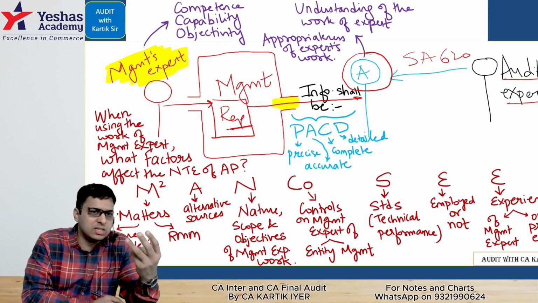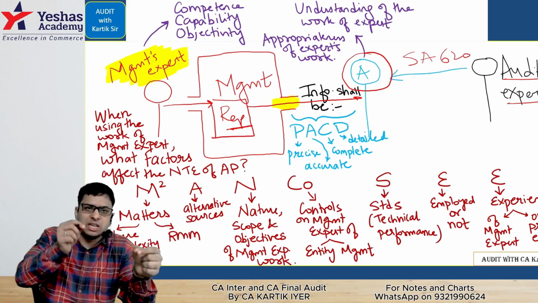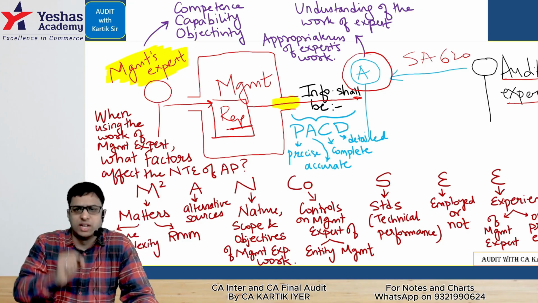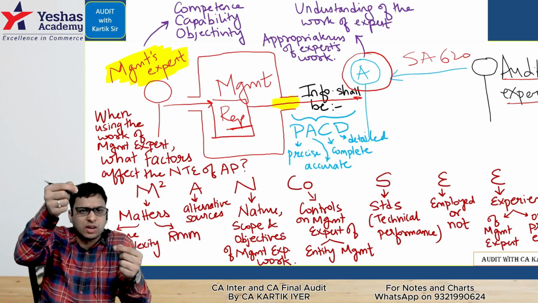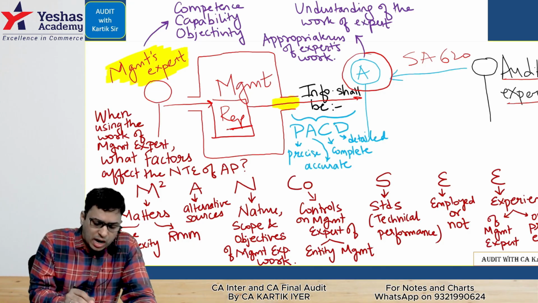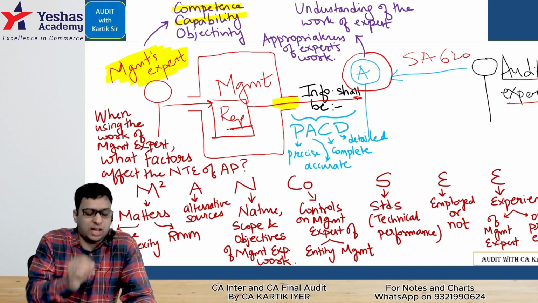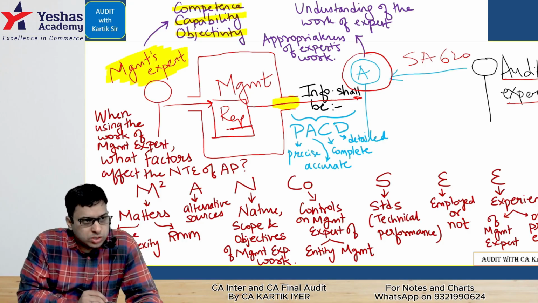We did it in 3 levels. We'll judge the person, we'll judge his work, we'll then see how appropriate his work is for our audit evidence. How do you judge a person? Very simple. Look at his competence, how good he is at his work, whether he has a capability of getting your work done, and third, objectivity, whether he has an unbiased approach.